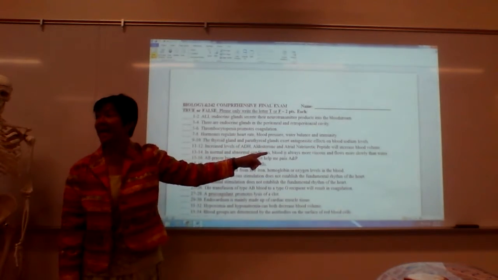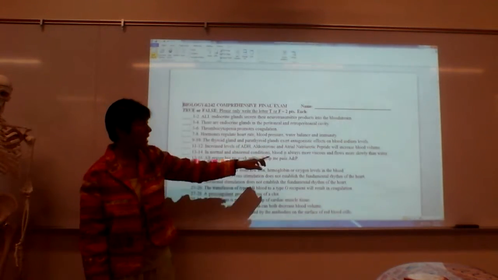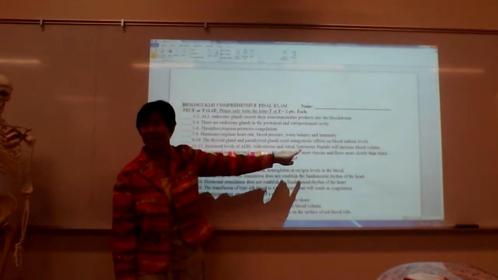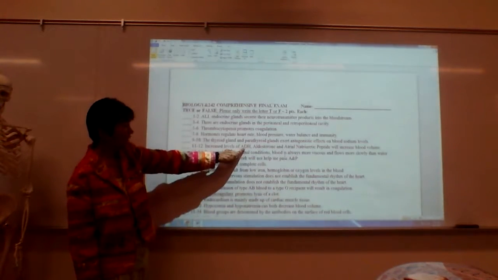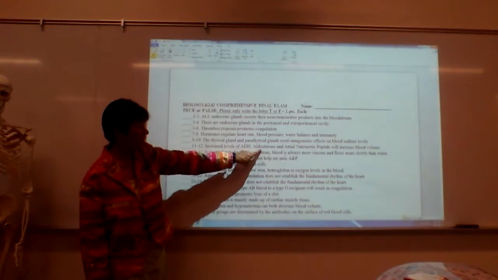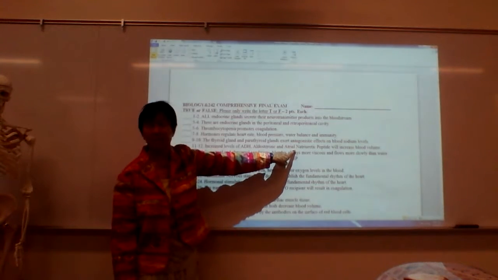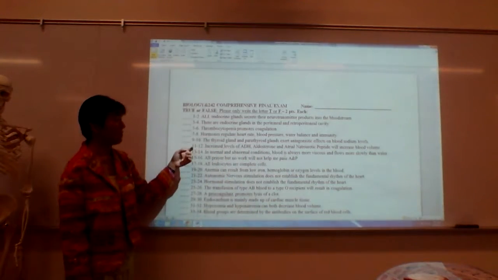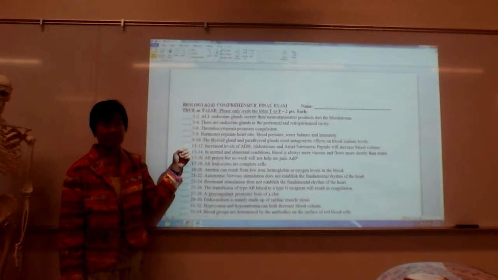No, this is natriuretic. This is not antidiuretic. Atrial natriuretic. The first part. This will increase blood volume, yes. This one will. But this one will not. So the answer is false. Right? Did you get that?